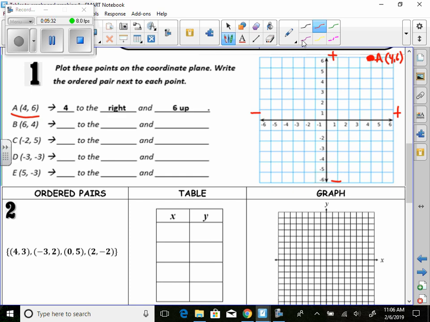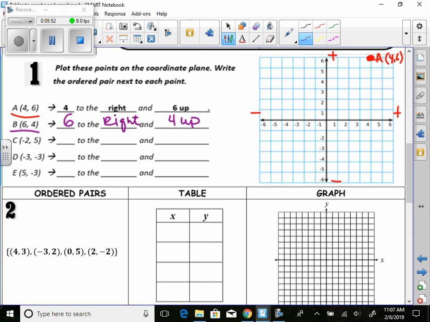All right, so let's plot the next one. Next one is B and it's located at 6, 4. So 6 is X and it's positive, so I'm going to go to the right. And 4 is Y and Y is also positive, so I'm going to go 4 up. So 6 to the right and 4 up.